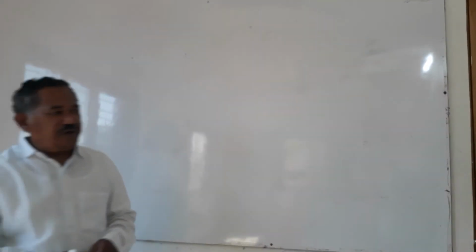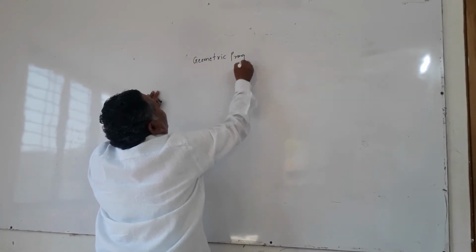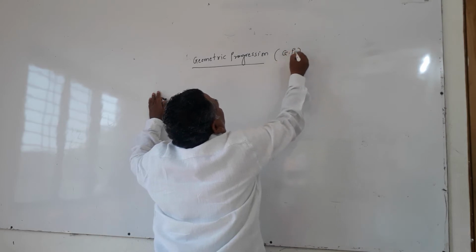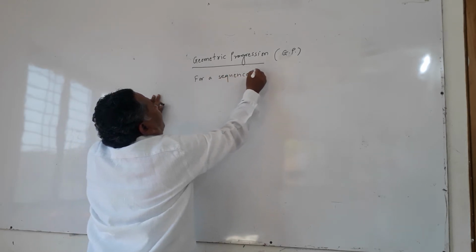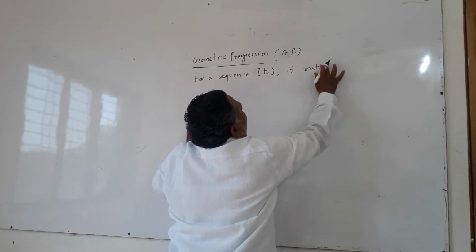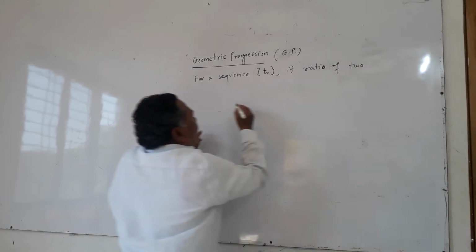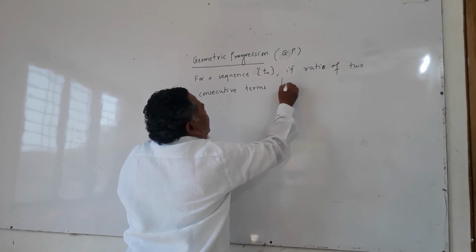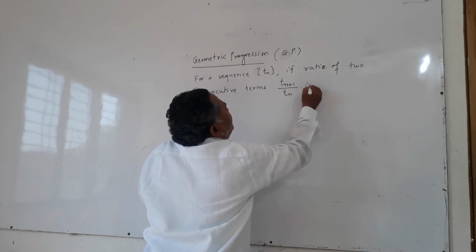Then see here, this is new for you: geometric progression. In short, we call it GP. GP means geometric progression. For a sequence Tn, if the ratio of two consecutive terms, T sub n plus 1 divided by Tn, is constant.